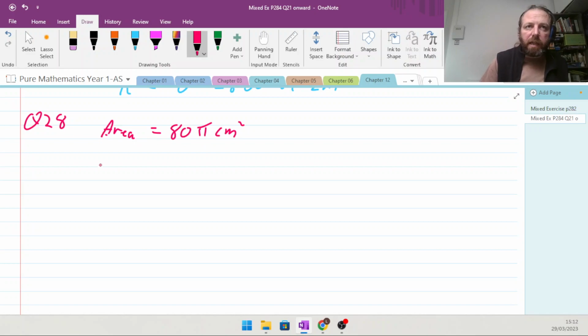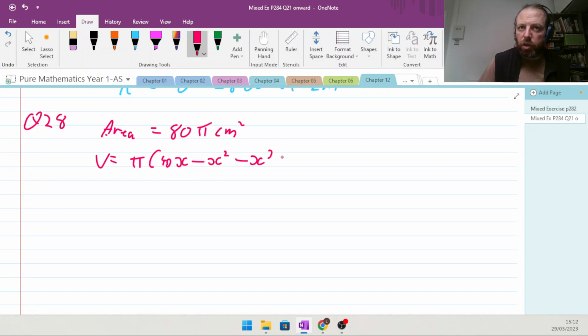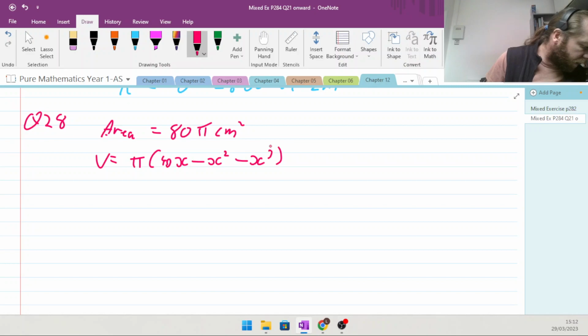Show that the volume is equal to pi over 40 x minus x squared minus x cubed. Okay, so the volume of the tin. Then, given that, we need to work out the height of the tin to work out the volume of the tin.